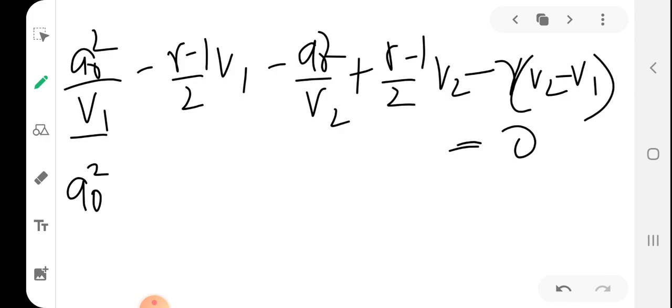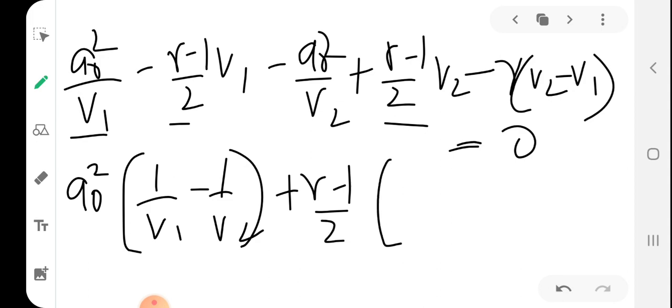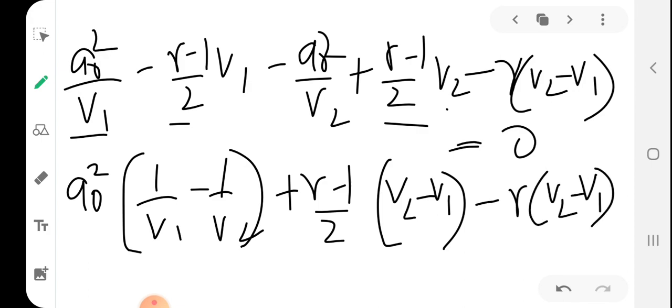So I'm writing it as A0 square (1 by V1 minus 1 by V2). I have taken A0 square from these two terms as common. And what is remaining? These two terms are remaining, so it can be written as plus (gamma minus 1) by 2 as common with (V2 minus V1) remaining, and 1 minus gamma (V2 minus V1) is there already. It is equal to 0.